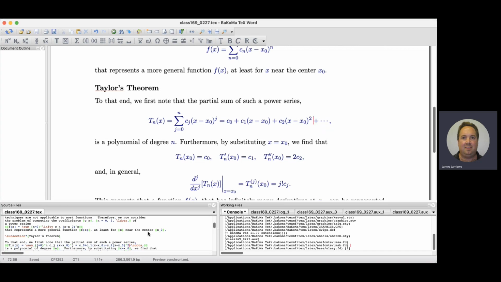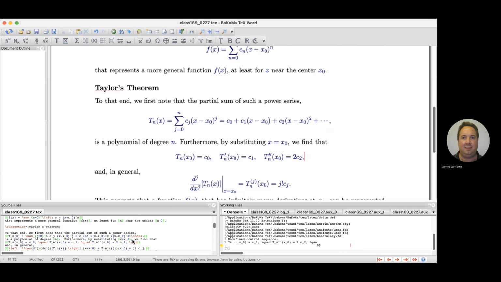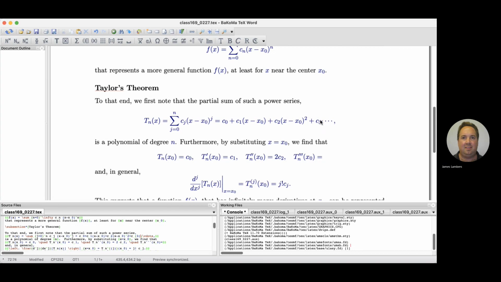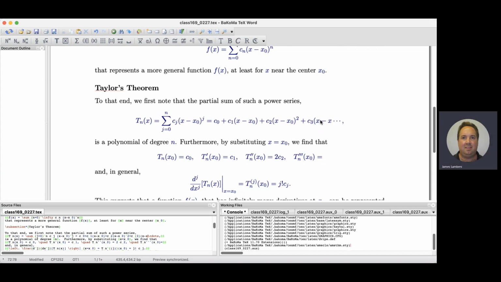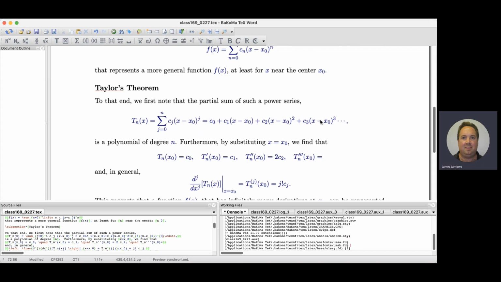Like if I continue this process, the third derivative, so I'd have an additional term c3 times (x minus x naught) cubed.